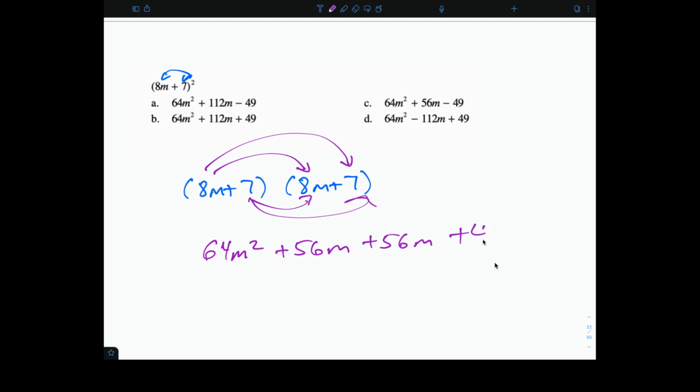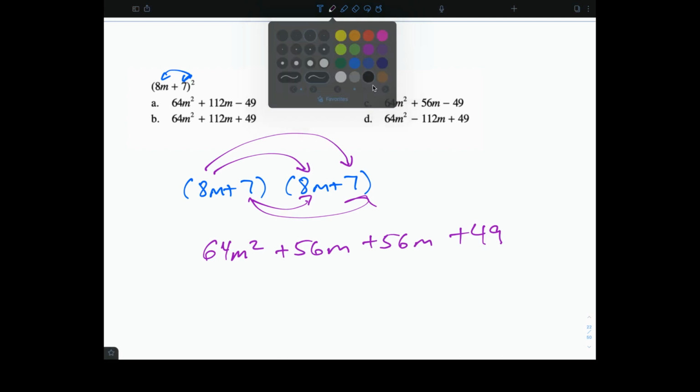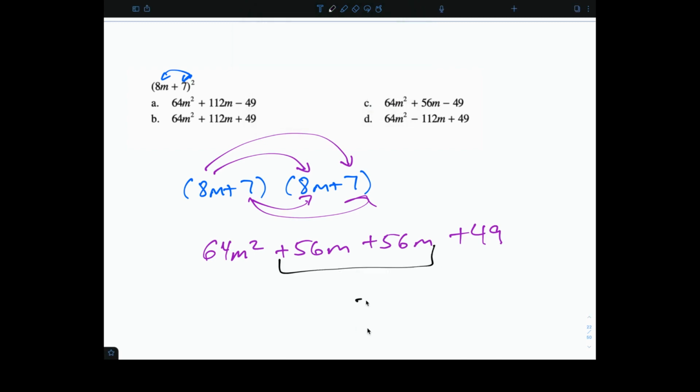And so you see me FOILing it out. Just 8m times 8m is 64m squared. 8 times 7 is 56, so 56m. Notice the second one is 56m as well. And the last one is plus 49. So I have two 56s. So we can combine like terms here. That's going to give me 12, carry the 1. 10 plus 1 is 11. So we got a 112m, and everything else is the same.